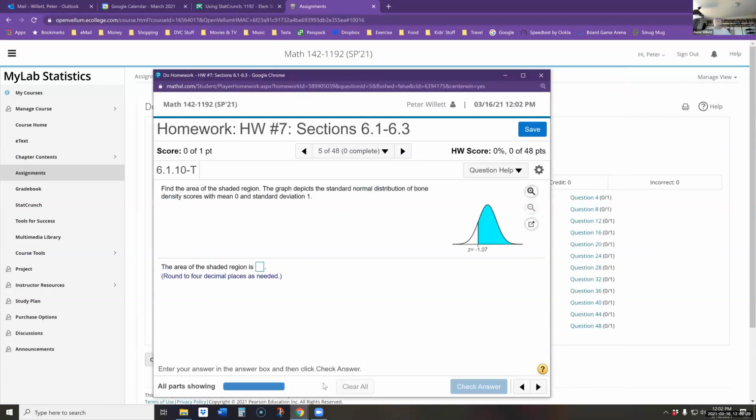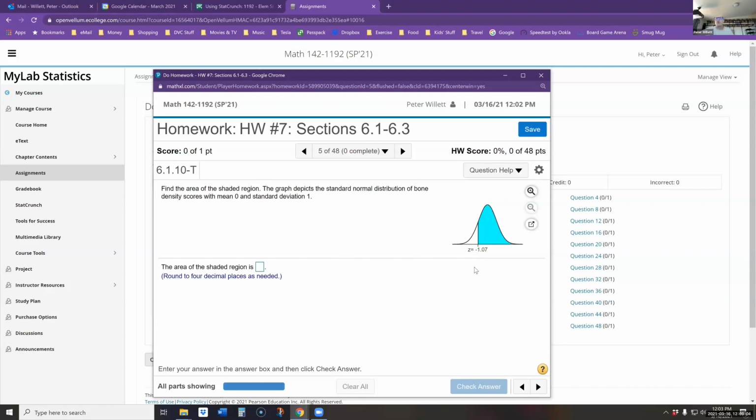Yeah, this looks basically like what we were just leaving the slides with. Find the area of the shaded region. The graph depicts the standard normal distribution of bone density scores with mean 0 and standard deviation 1. So in the middle here would be a 0. So a z-score down at a -1, it makes sense where they've placed it. It's to the left of the 0. But they want us to find the region to the right of this z-score of -1.07.